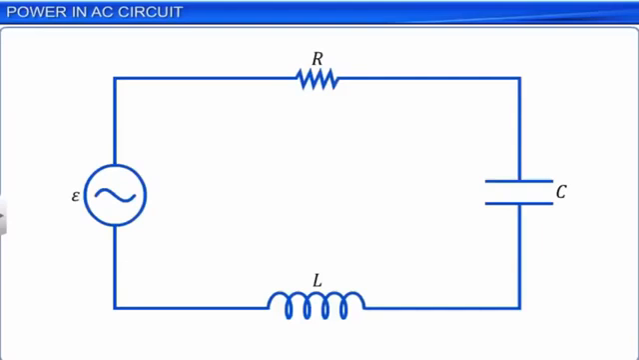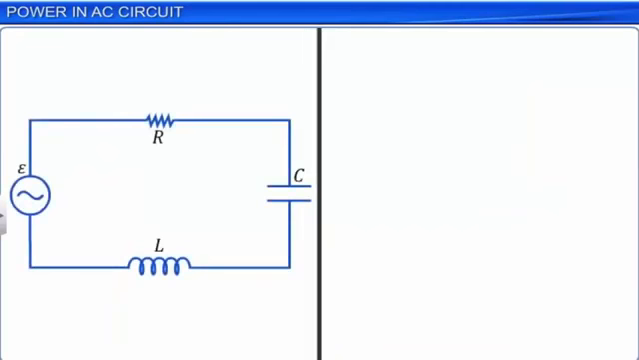Let us consider an LCR circuit for calculating the power dissipation in the circuit. If the voltage applied across the circuit V is equal to Vm sin omega t, where Vm is the amplitude of the applied AC voltage, omega is the angular frequency of the applied AC at time t, then the current I is equal to Im sin(omega t plus phi), where Im is the amplitude of the AC current passing through the circuit and phi is the phase difference between the applied AC voltage and the AC current.